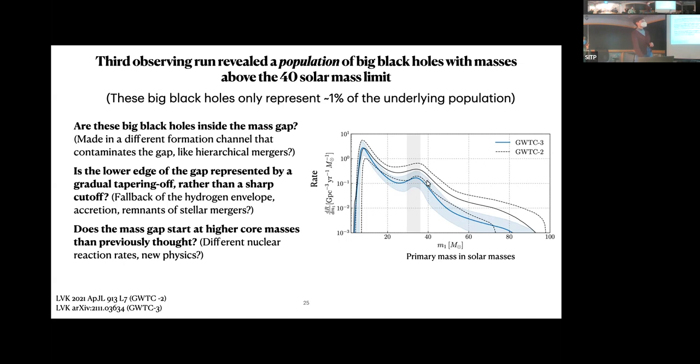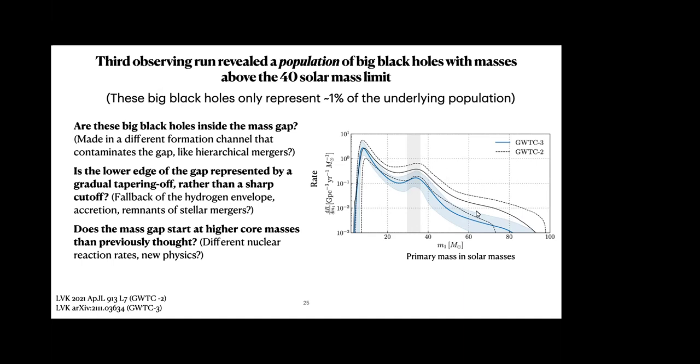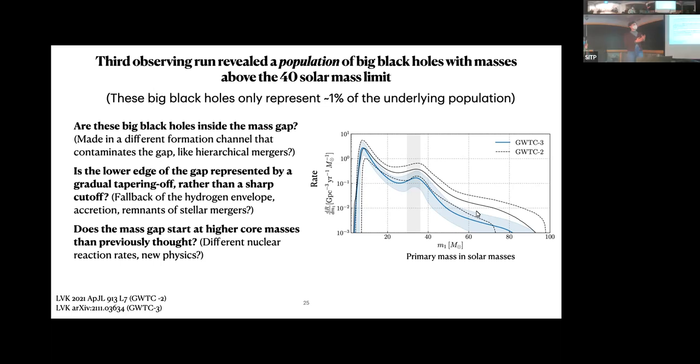But it could also be that there's some mass distribution here that does have a lower edge of the mass gap starting at 40, and maybe you have some black holes that are contaminating that mass gap because they're formed from previous mergers. Or it could also be that this has nothing to do with pair instability. There is some pair instability cutoff maybe, but maybe it just starts at much higher core masses, at like 70 or 80 solar masses, because of things like different nuclear reaction rates or new physics. So we still need to disentangle everything that's going on, also by looking at the mass distribution simultaneously with things like the spin distribution, which also provides more information.